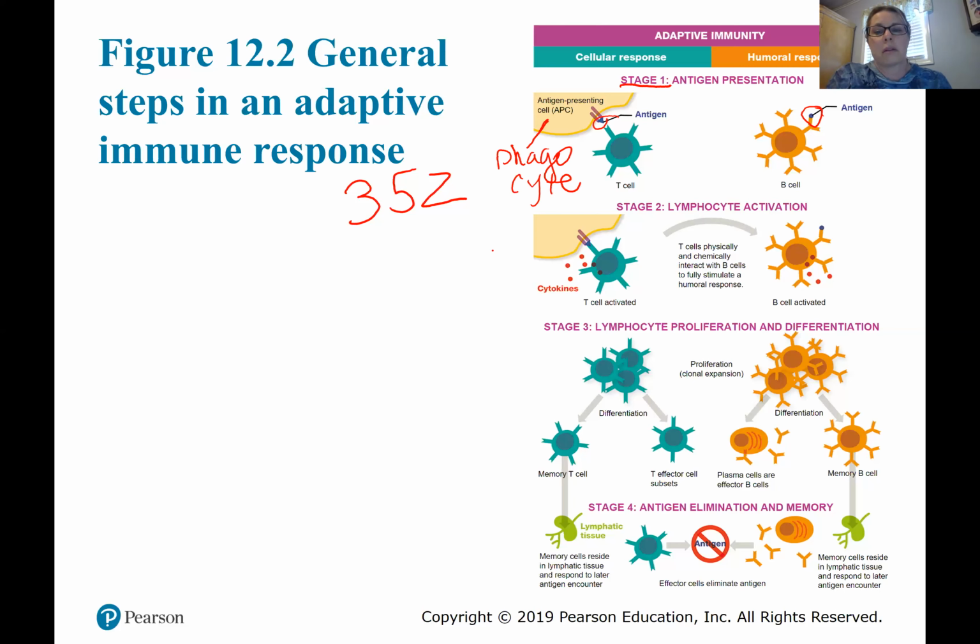Then they're going to be activated by chemical messages. Then the T and B cells are going to reproduce. They're going to make a bunch of clones of each other. And then those cells are going to differentiate. Some are going to become memory cells, memory T or memory B cells, and others are going to be what we call effector cells, the actual soldier cells that are going to go out and eliminate the pathogen. And then the 4th stage is when the pathogen elimination takes place. So we'll walk through those steps.